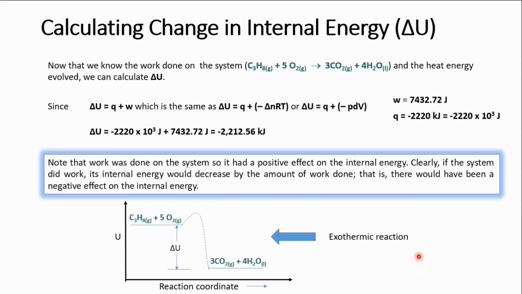Now, pressing on a little bit further, we want to calculate the change in the internal energy. According to the first law of thermodynamics, delta U, which is the change in the internal energy, is equal to Q plus W. Which basically comes down to Q plus minus delta nRT, because W can be calculated from minus delta nRT. W can also be calculated from minus PdV. Okay, that was just a recap.